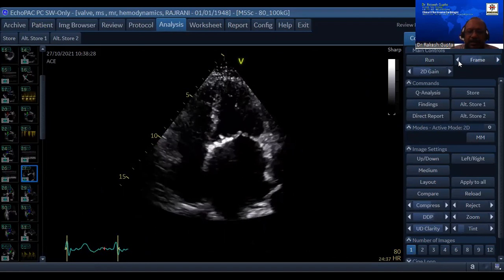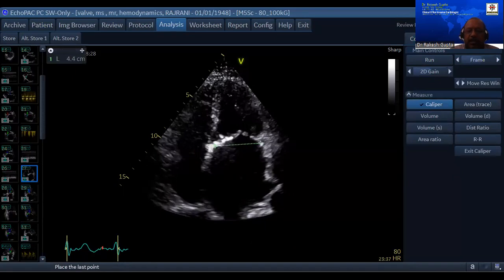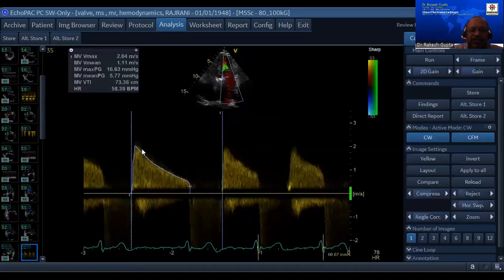Caliper, this is my mitral annulus. This is 4.4. Then from this, I'll derive my area, pi r squared: 4.4 divided by 2 is 2.2, into the square of that, into 3.14. And then I get the mitral flow velocity integral. This is VTI, 73.76. So 2.2 into 2.2 into 3.14 into 73.76 is the amount of blood which is flowing through the mitral annulus. Is that right?